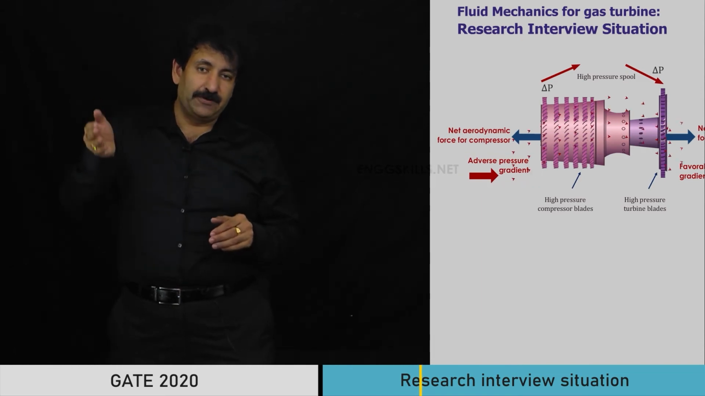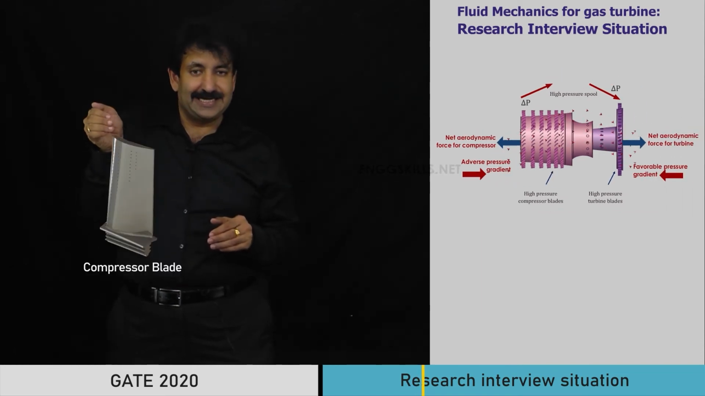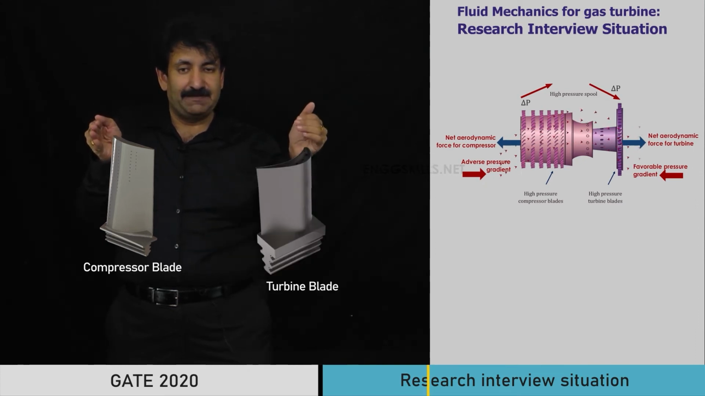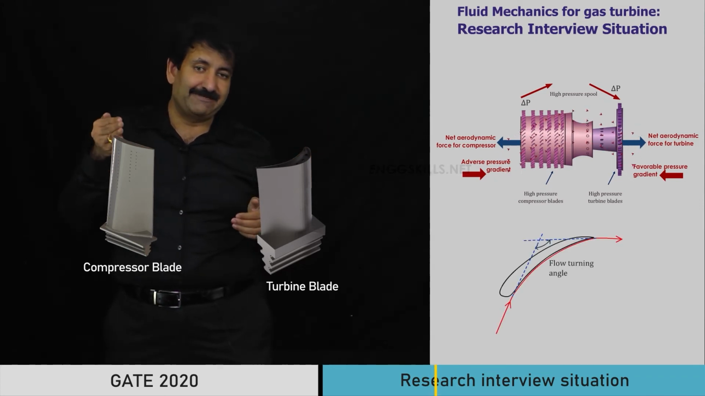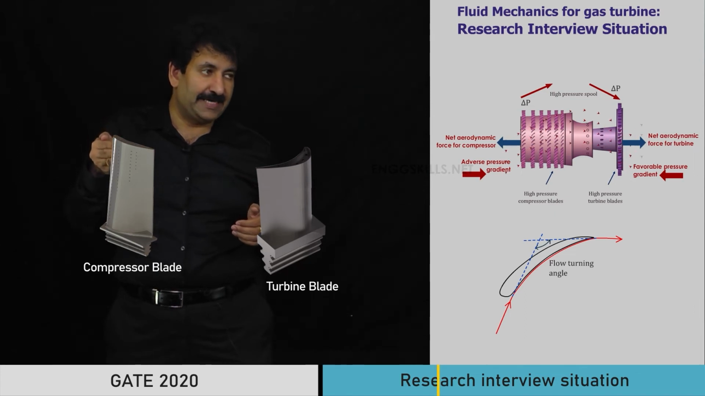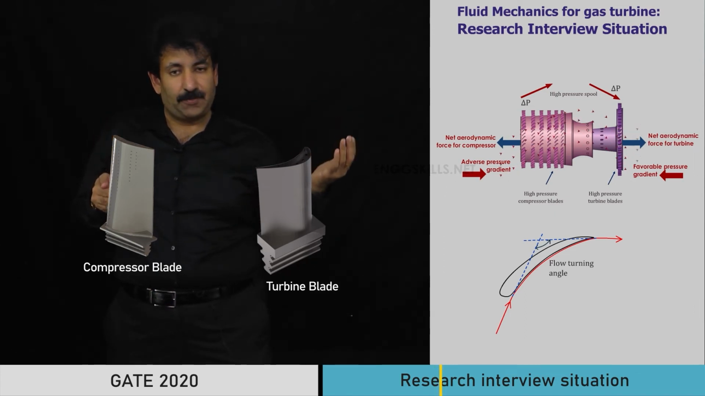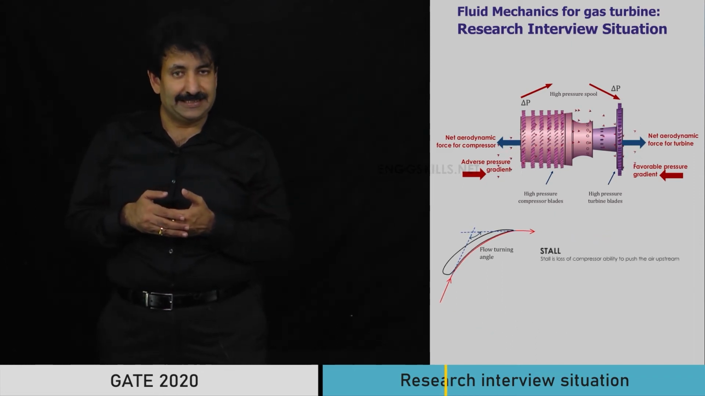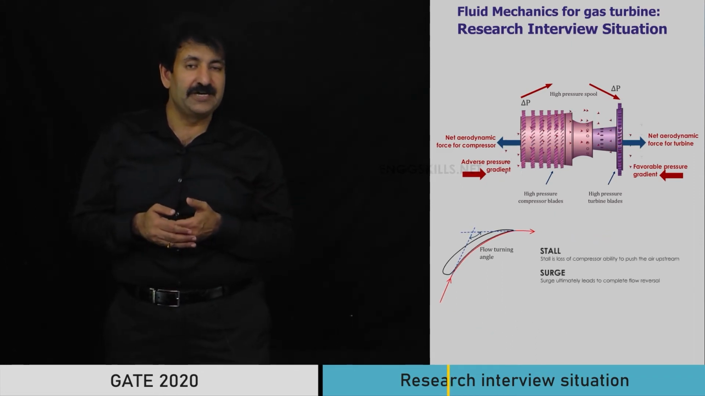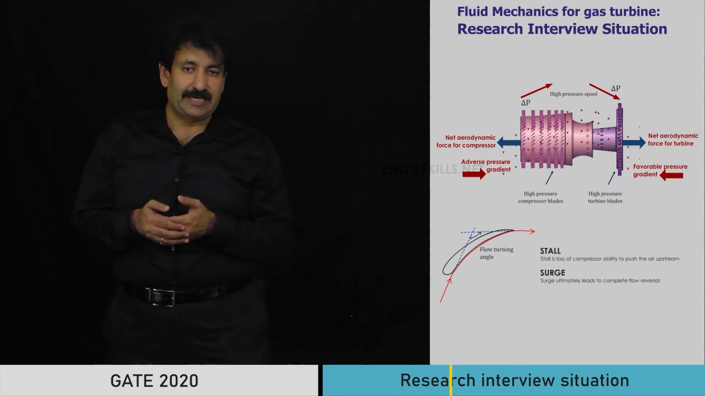That means if you look at a typical compressor blade, it is cambered very little compared to a typical turbine blade, where the camber is significant. That is, flow turning angles are significant for a turbine blade. It is very limited for a compressor blade, because there is a possibility of flow reversal, and that in turn leads to stall and surge, two important phenomena for any compressor.